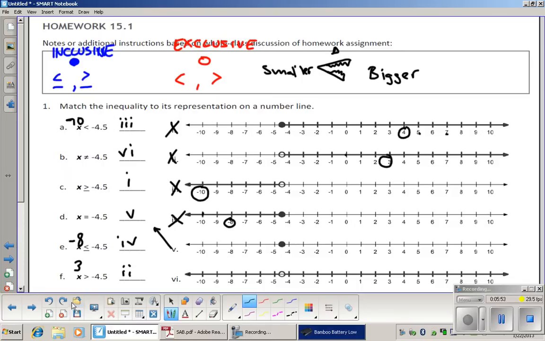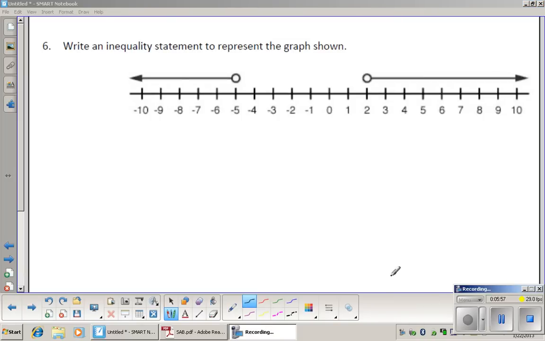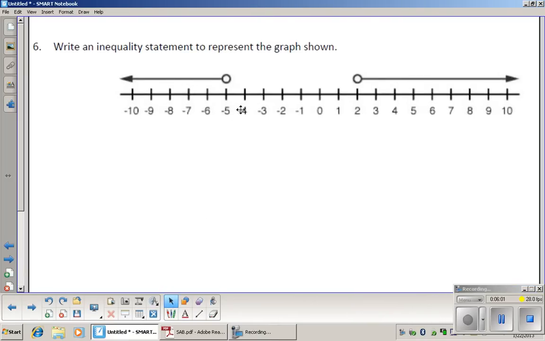Moving to number 2. Excuse me, I mean number 6, the second one that you were assigned. You want to write an inequality statement to represent the graph below. Now, this is tricky, but you guys can do this. We have to simply start right here. It seems to me the points of contention are 5 and 2. So whatever numbers I'm looking at is going to be wrapped around negative 5 and negative 2.